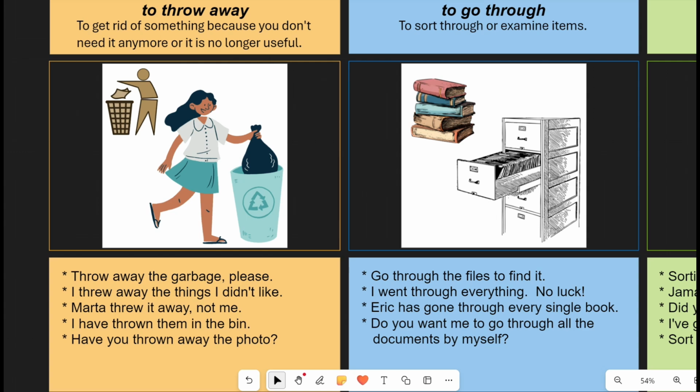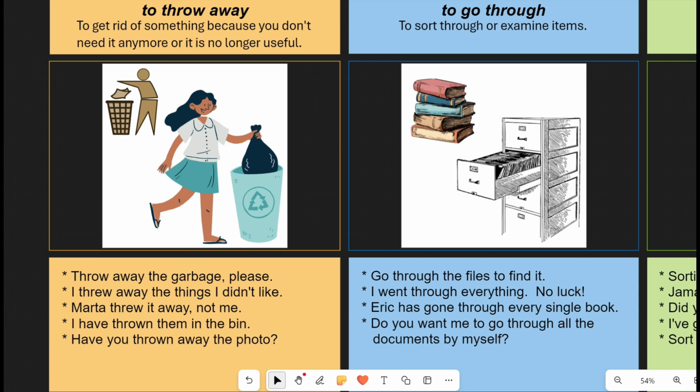Now today we will be focusing on phrasal verbs, specifically the ones that can be used in the home to talk about organizing things. So we're going to start with to throw away. To throw away. Now it means to get rid of something because you don't need it anymore or it's no longer useful. That means you've got something, you don't need it, you don't want it, so you throw it away. You can put it into a bin or you throw it away from where you are.